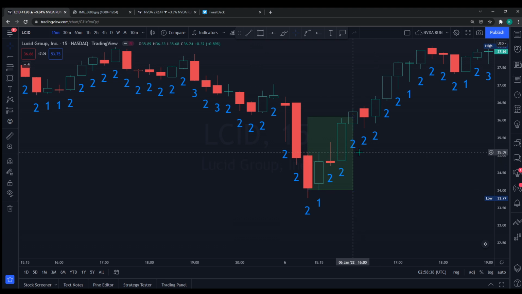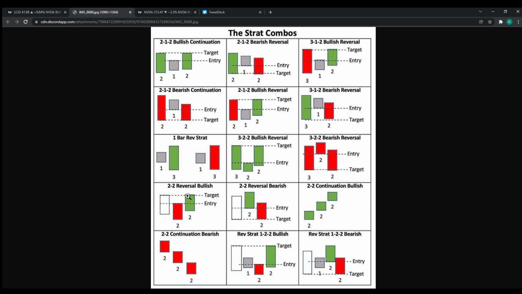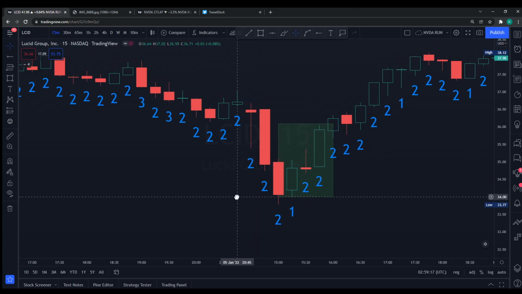I do not personally exit until the next candle that opens up would break the high of this previous candle. So if it breaks the high of this 2 candle right here, that's my exit, because then what we're setting up for is a 2-2-2 bullish reversal, right? Which is going to be right here. Red 2 candle, another red 2 candle that breaks the low of the previous red, and then the next one opens green and you play the break of the high targeting the previous candle, right?